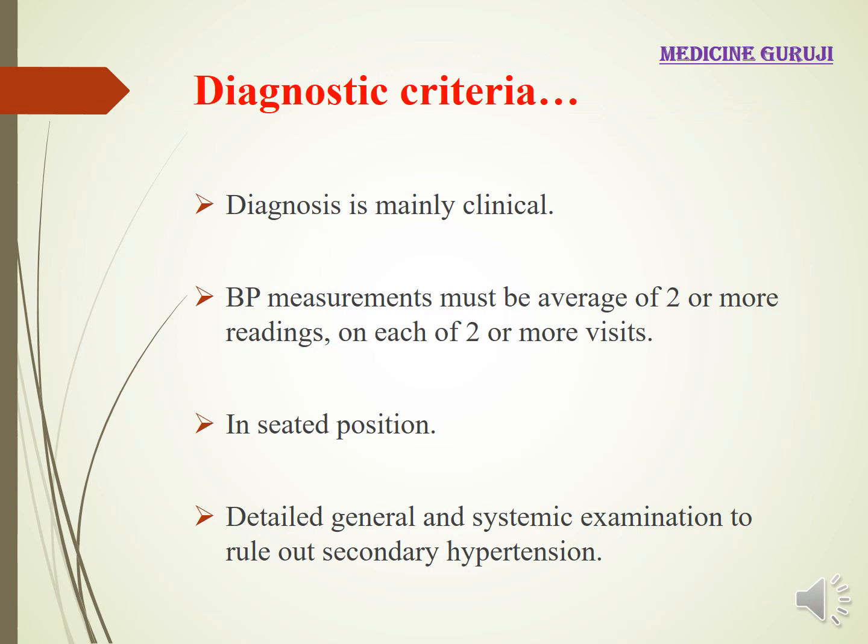What are the diagnostic criteria of hypertension? Remember, diagnosis is always and mainly clinical. We should again remember BP measurement must be an average of 2 or more readings on each of 2 or more visits. In seated position, detailed general and systemic examination should be carried out on the patient to rule out secondary hypertension.